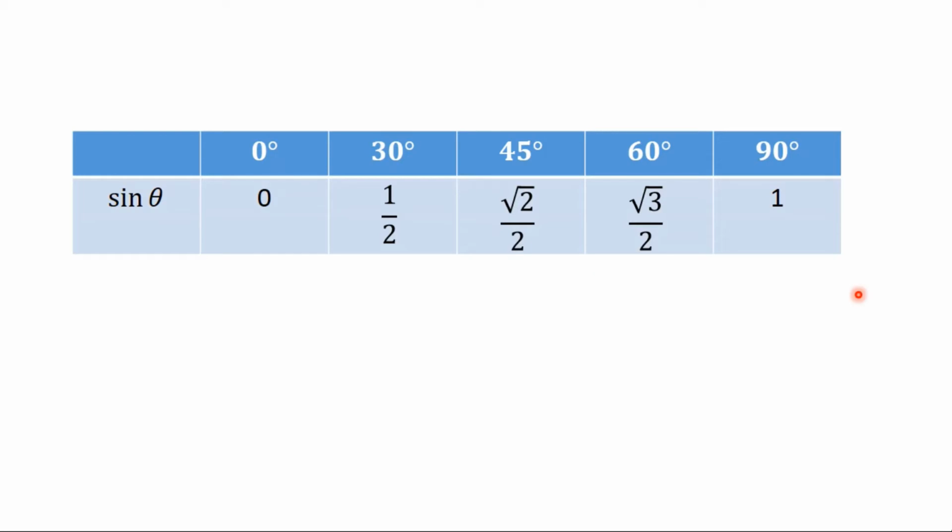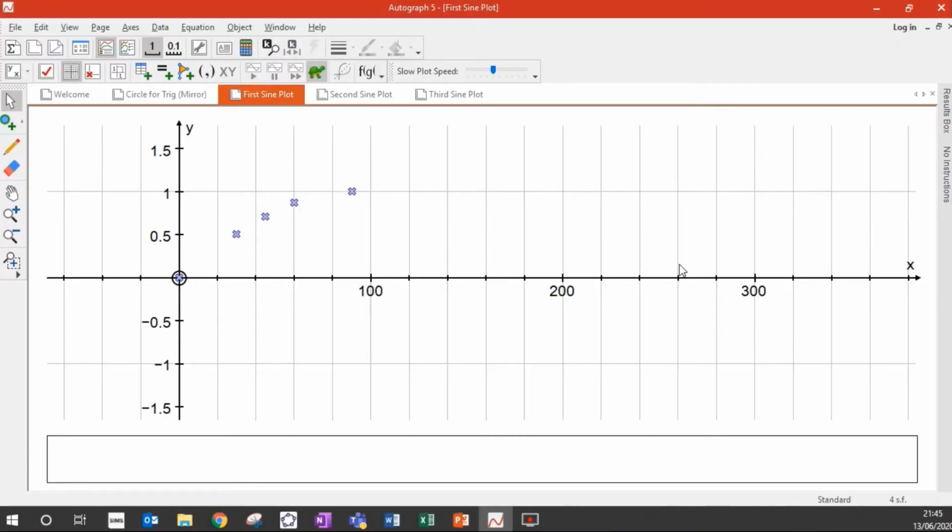And in fact, I'm now just going to plot those coordinates. So we have these 5 coordinates from the exact values. We have the coordinate 0, 0. We have the coordinate 30, 0.5. And we have the coordinate 45, root 2 over 2, which is approximately 0.7. So we have these points.